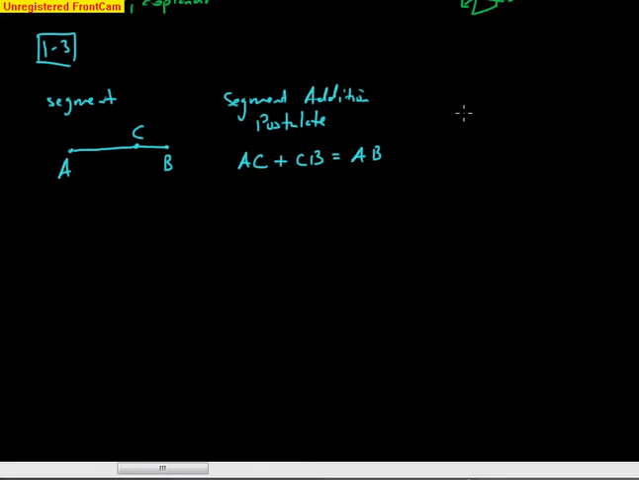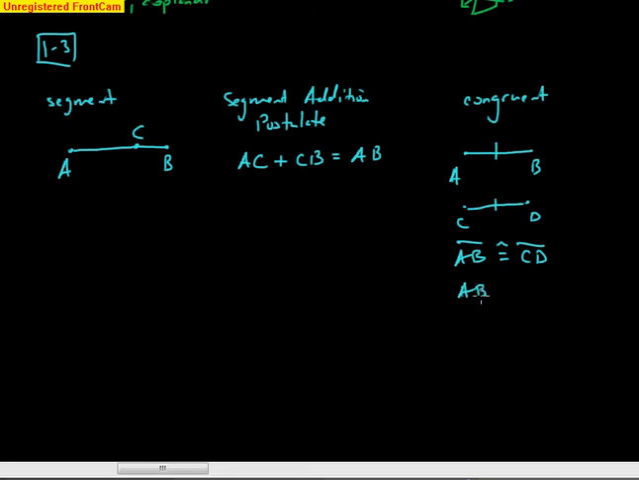We also talked about this word congruent. So if I have two segments, say this is segment AB, and this is segment CD. If they're marked congruent, you'll see the same number of slashes through them. And we say that segment AB is congruent to segment CD, or that the length of AB is equal to the length of CD. And this is used commonly in problems where you set two expressions equal to each other.